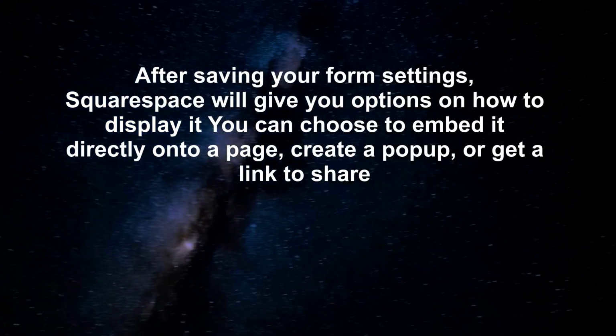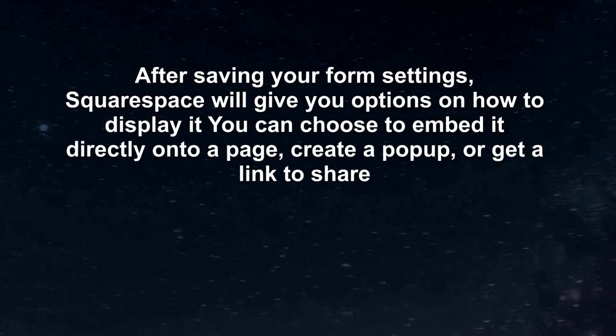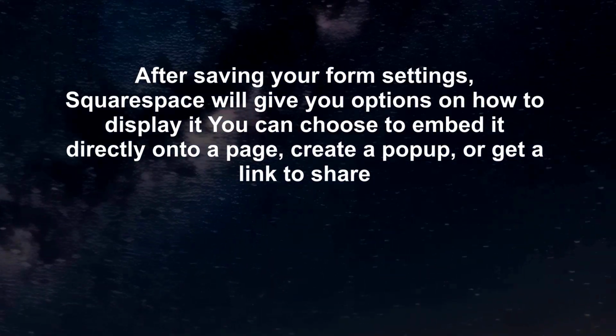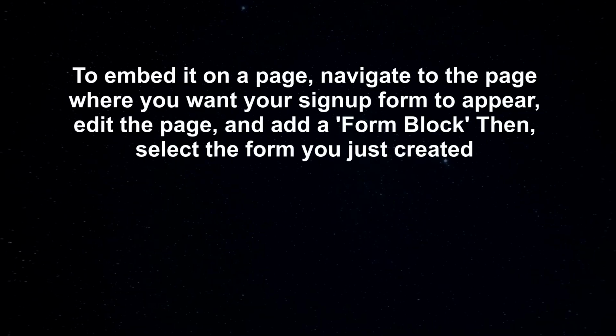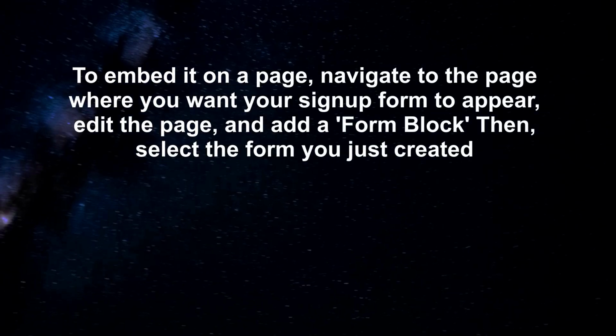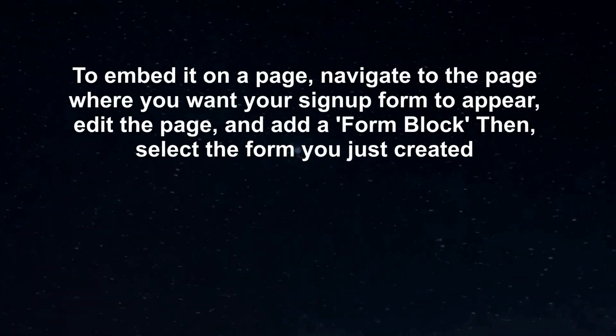After saving your form settings, Squarespace will give you options on how to display it. You can choose to embed it directly onto a page, create a pop-up, or get a link to share. To embed it on a page, navigate to the page where you want your signup form to appear. Edit the page and add a form block. Then select the form you just created.